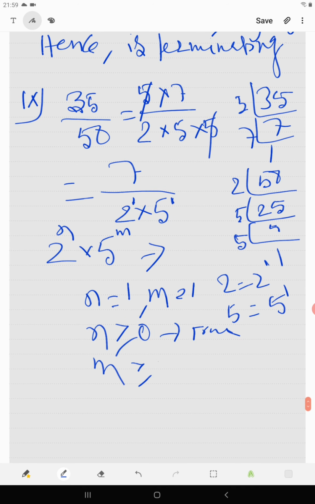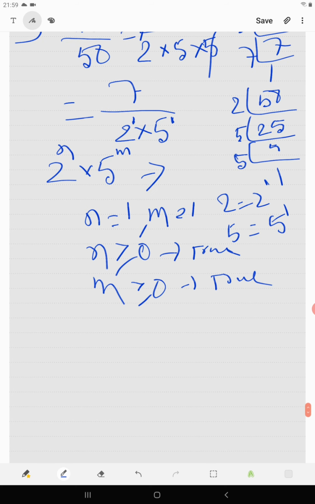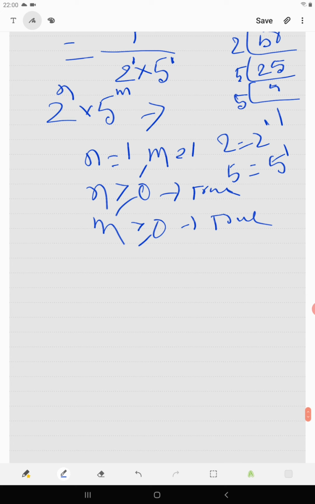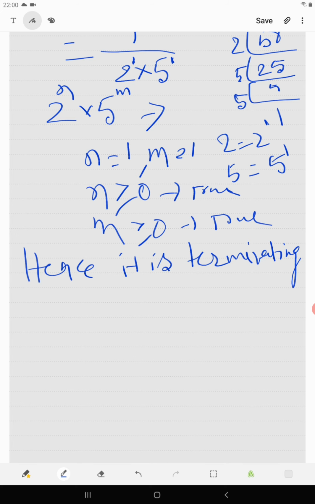M should be greater than or equal to 0. This is also true, because n is 1 and m is 1. Here it is telling m should be greater than or equal to 0, but we have 1. So 1 is greater than or equal to 0, which is true. Similarly, n is 1 and n should be greater than 0. If you are putting 1, 1 is greater than 0. Yes, it is true. So it's justified. So it's proved. Hence it is terminating, as we were able to convert it in the form of 2 to the power n into 5 to the power m, where n equals 1 and m equals 1. As simple as that.